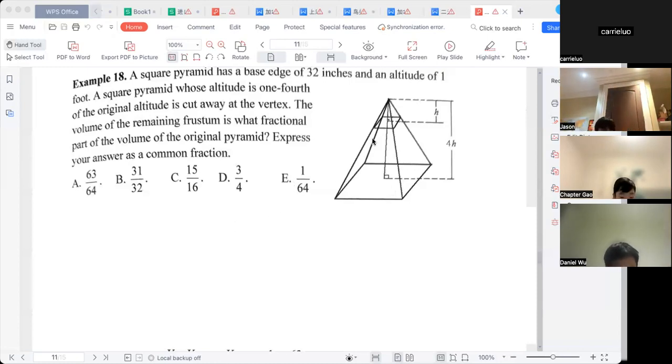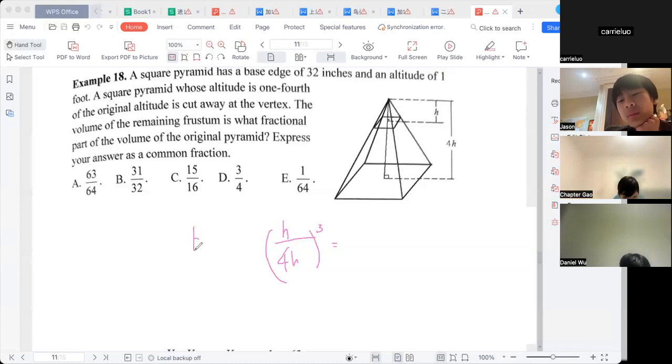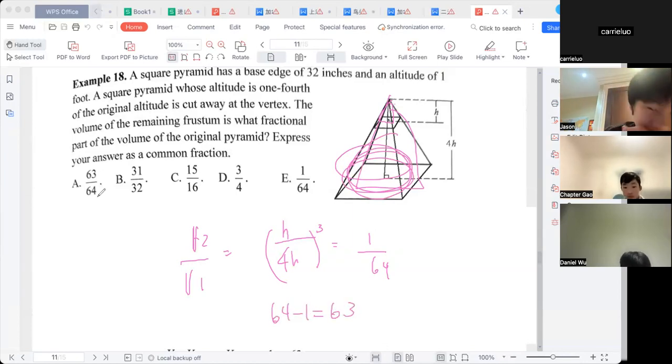Okay, so the volume of the bigger one and the smaller one, actually everything is the same. The only thing different is the height, right? Because the first one, the height over 4, and cube, correct? So the volume 2 over volume 1, the smaller one over the bigger one, is based on the height. So it's basically 1 over 64. And they said the remainder, which is this bottom part, so it's 64 minus 1, over 64. So the answer is A.